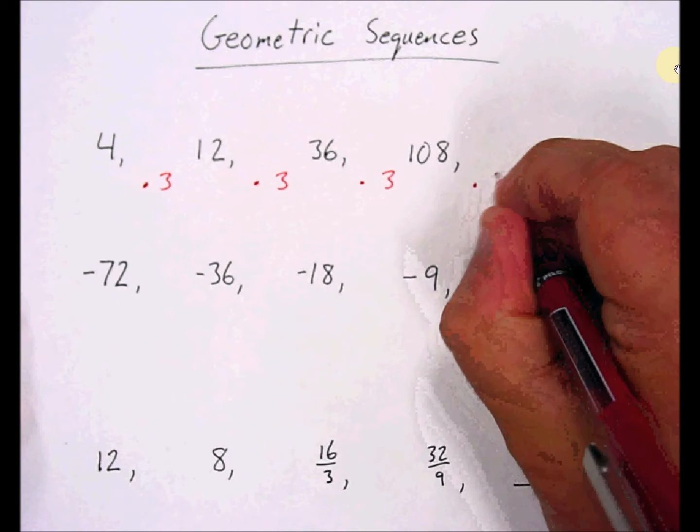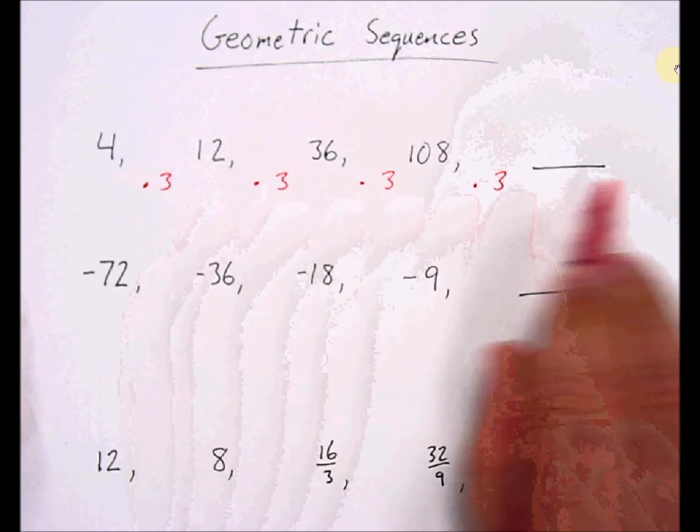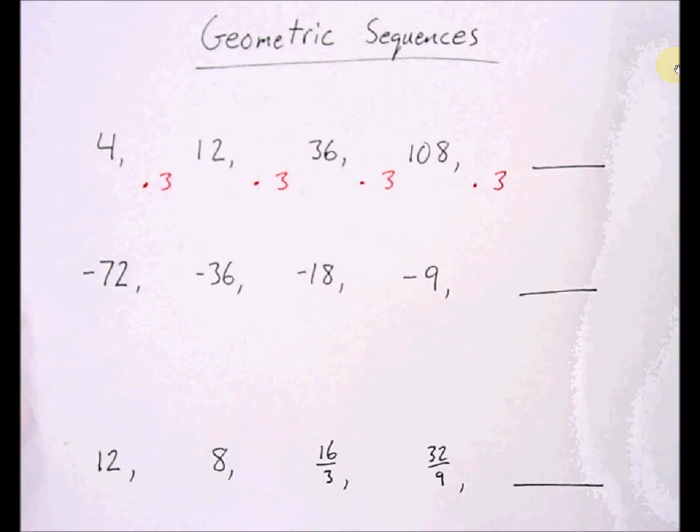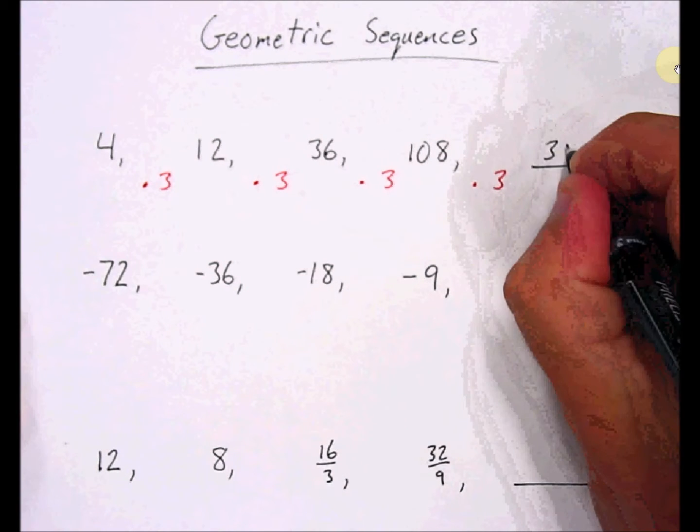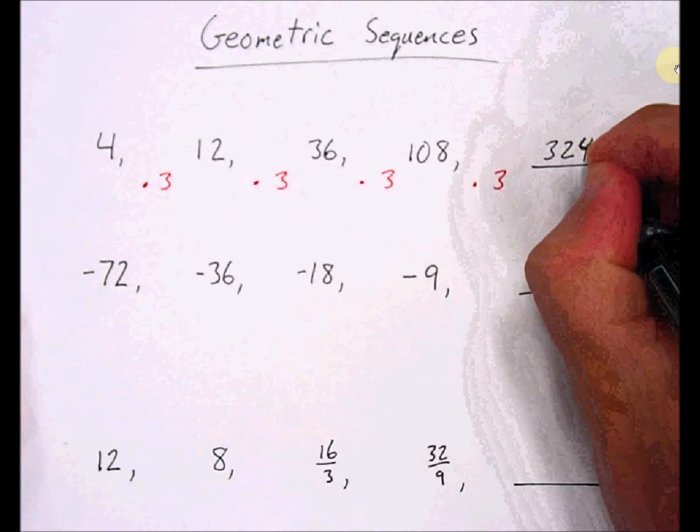So I can find the next term by just continuing that pattern. So if I take 108 times 3, I'll get 324. Okay, so hopefully that makes sense.